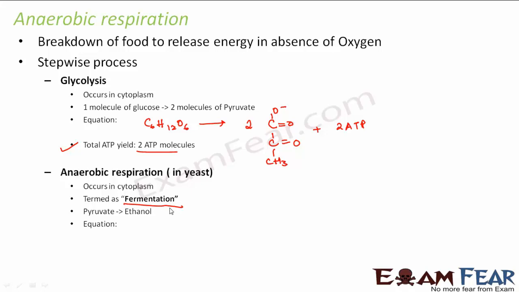So what happens there is, this pyruvate which was formed during glycolysis is converted into ethanol, and for this conversion it does not need any oxygen, and this takes place in the cytoplasm. So it doesn't happen inside the mitochondria, it happens in the cytoplasm itself. So what happens? Pyruvate, which was formed in the previous step, which is a 3-carbon compound, gets converted into ethanol, that is C2H5OH plus CO2 plus energy.